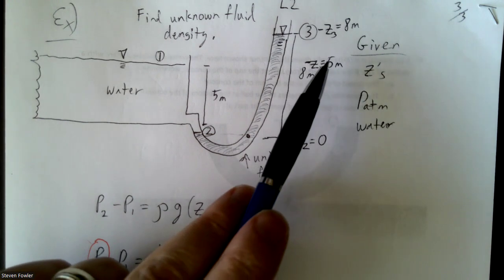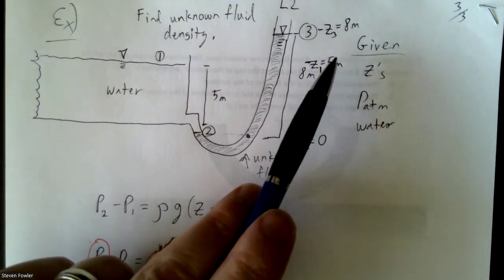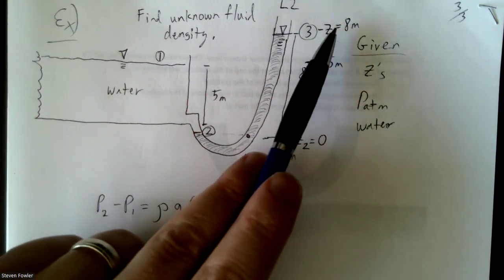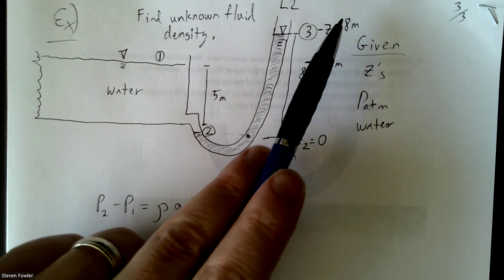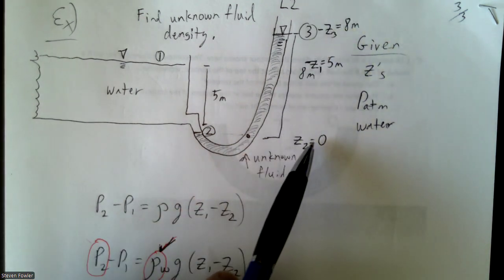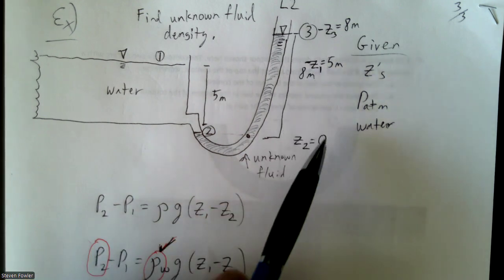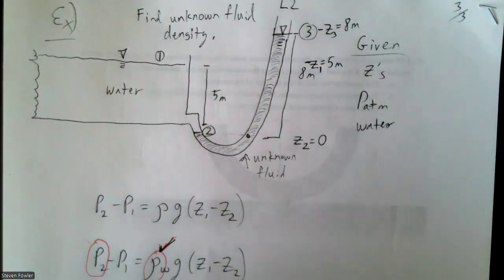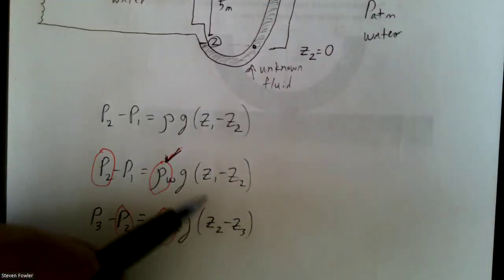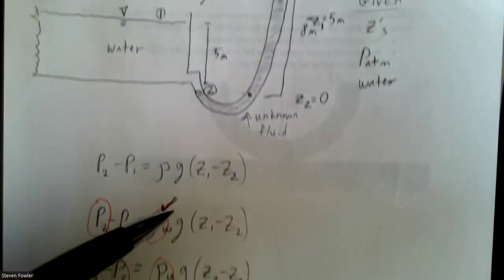Now, there's nothing saying I couldn't say Z1 is 0. If I said Z1 is 0, Z3 is 3 meters above that, so Z3 would be a positive 3, and Z2 would be 5 meters below Z1 of 0, so Z2 would be a negative 5 meters. And mathematically, that's the same thing. When I plug those values into these two equations, I would get the same final answer.